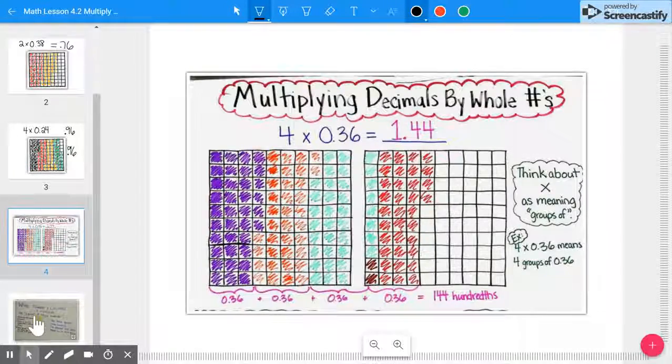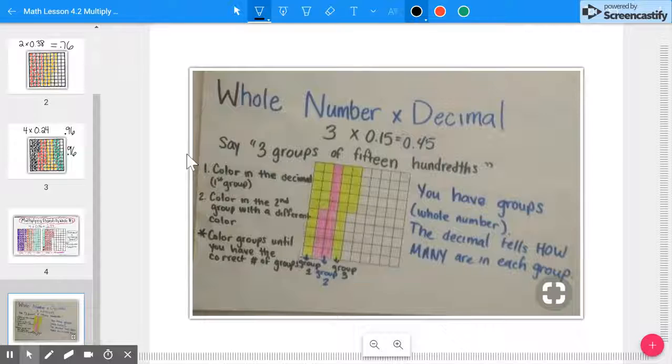And I want to show you one more example. This problem says 3 times 15 hundredths. So they're saying you should make 3 groups of 15 hundredths. And they did exactly what we did on our base 10 grid for our quick pictures.